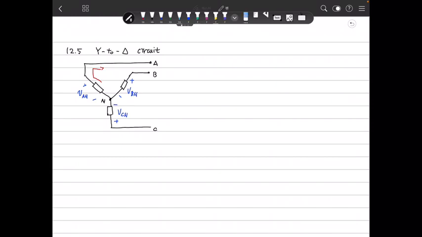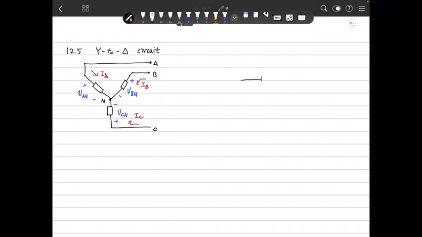And also, I can define the current. Define the current in this manner as IA, this current is IB, and this current is IC. So in the Y configuration, the voltage and current are very simple. It's very easy to analyze this circuit. But from the point of view of the delta connection, it's quite different.